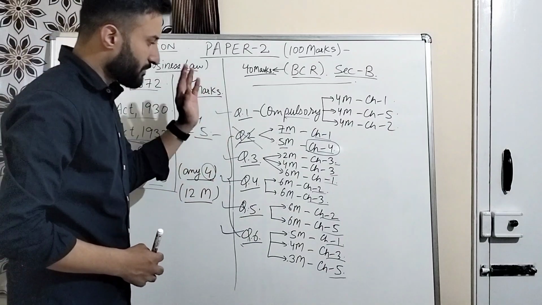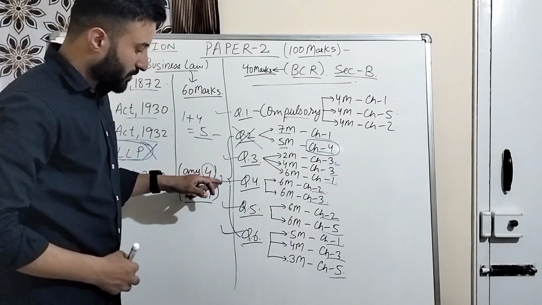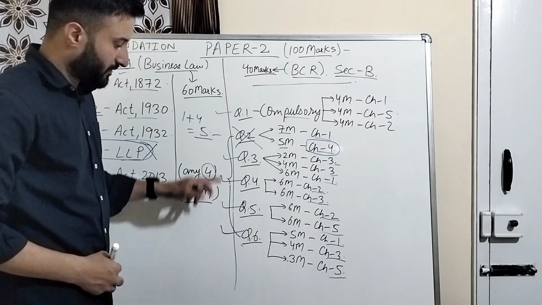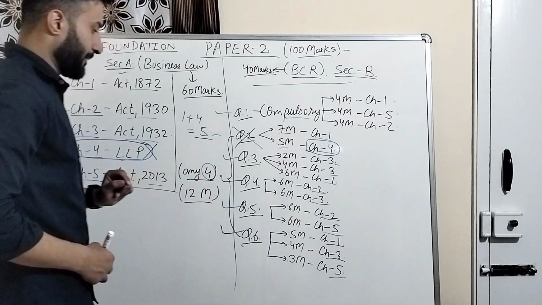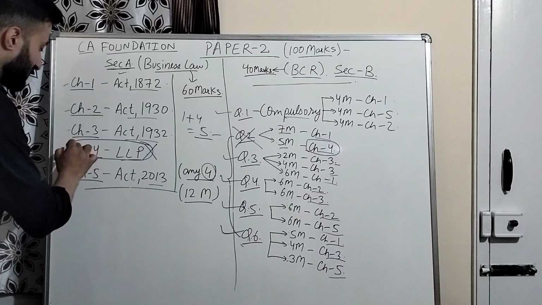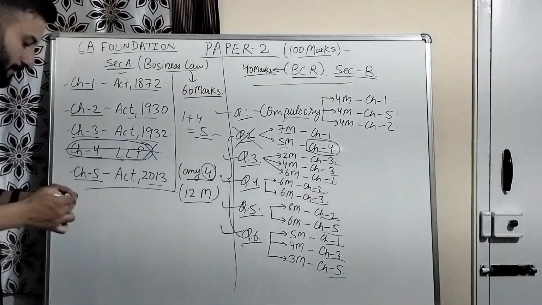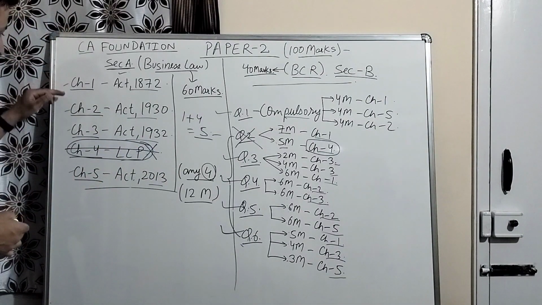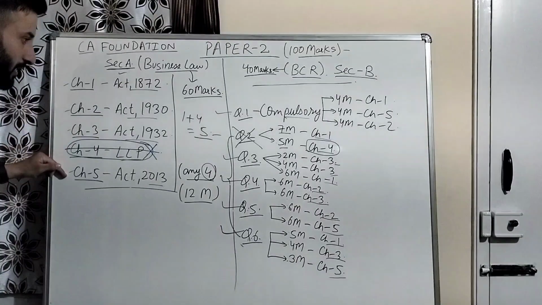So we are leaving question number 2. We are doing question number 3, question number 4, question number 5, question number 6. These 4 we are selecting. Out of these 5 chapters, you can remove chapter number 4, that is LLP. So focus on chapter number 1, chapter number 2, chapter number 3 and chapter number 5.